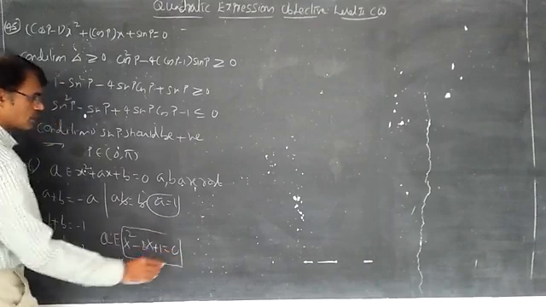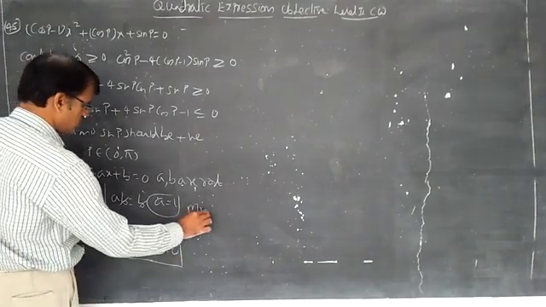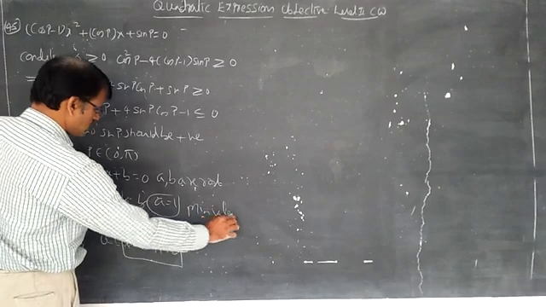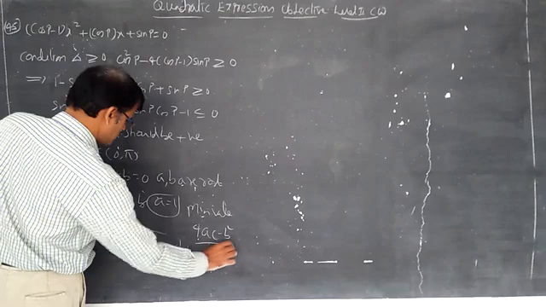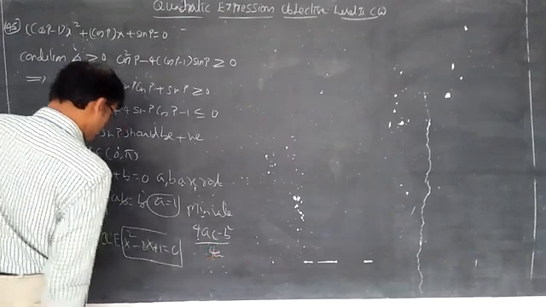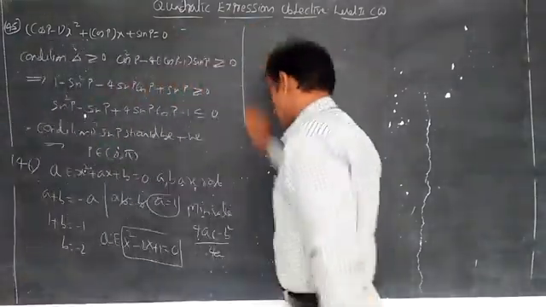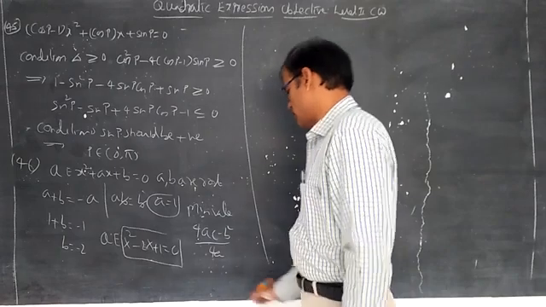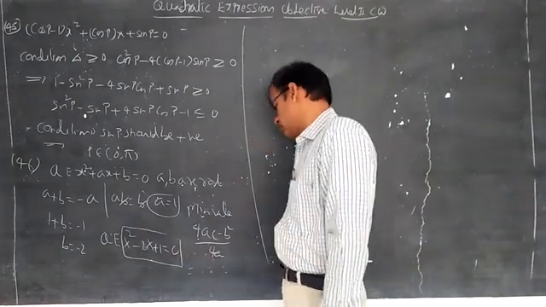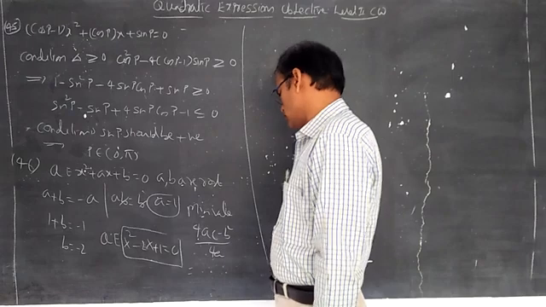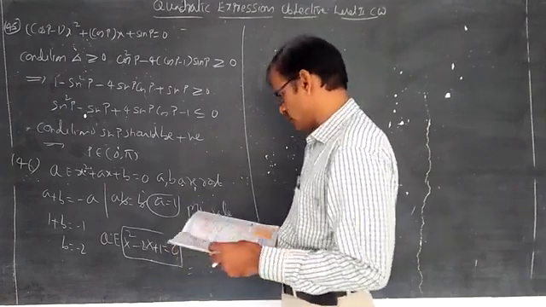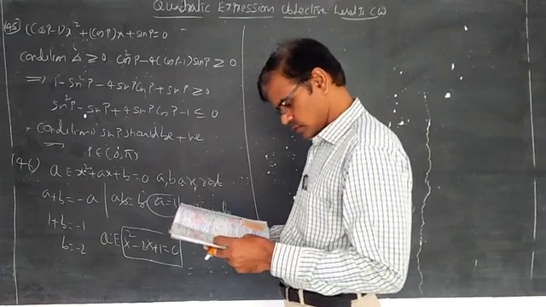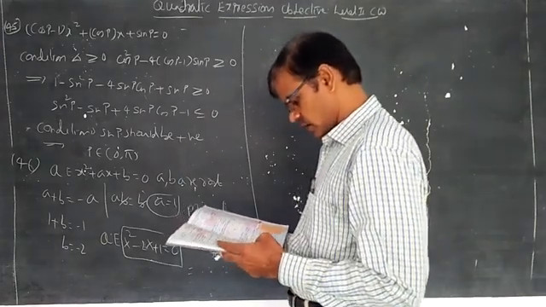For this quadratic equation, the minimum value formula is (4ac minus b square) by 4a. Whenever a is greater than 0, it has only a minimum value. Apply the minimum value concept, it becomes 4 into 1 into 1, 4 minus 4, 4 plus 4, 8 by 4, 2. Maybe somewhere it is wrong, the option is not there.